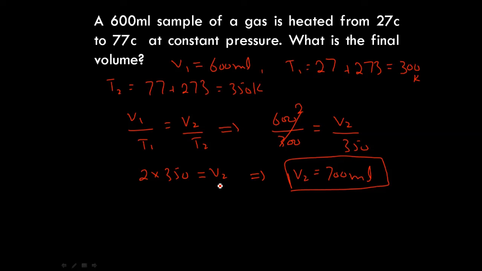And another example. A sample of hydrogen gas has a volume of 350 centimeter cube at 40 centigrade. If the gas is allowed to expand up to 700 centimeter cube at constant pressure, find out its final temperature. Now, in this case, we have to find the final temperature. First of all, the data: we are given that V1 is 350 centimeter cube and V2 is 700 centimeter cube.